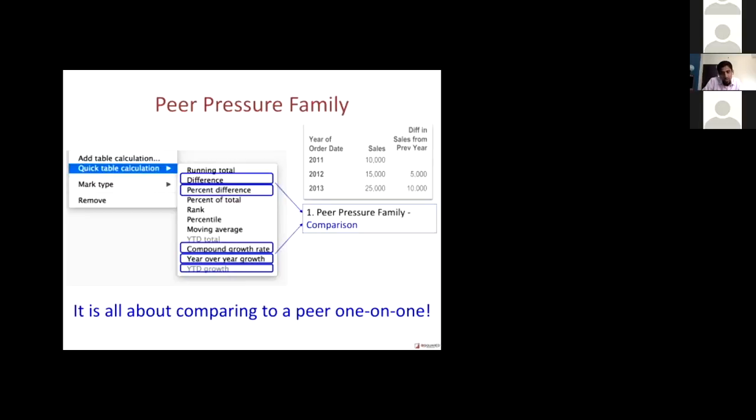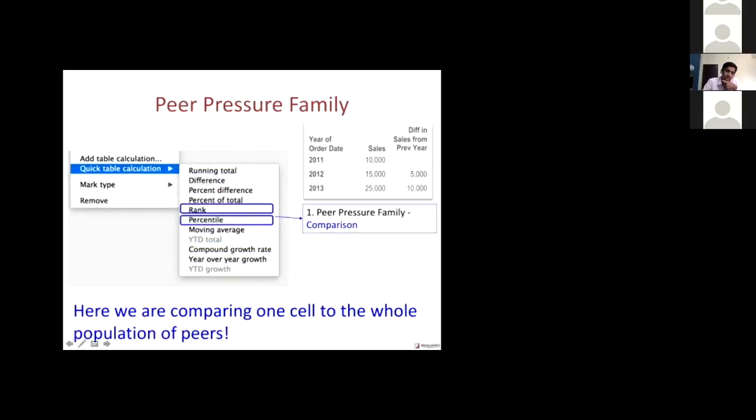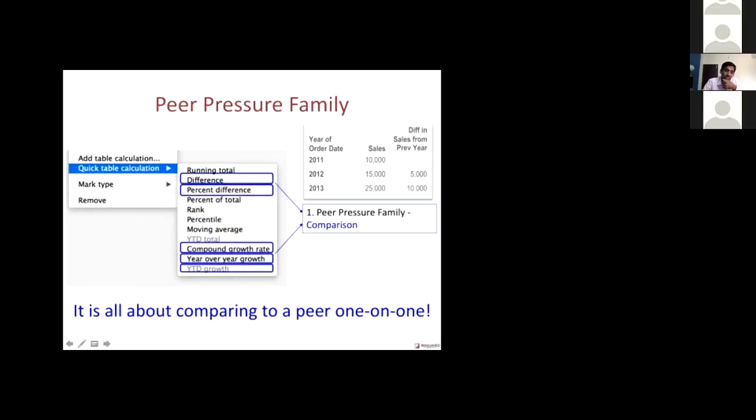This is a better number to use, right? So those are the 5 things when it comes to peer comparison. These 2 are nothing but variations of difference and percentage difference, right? So here the thing is, we are comparing a peer to another peer, just a one-on-one comparison.